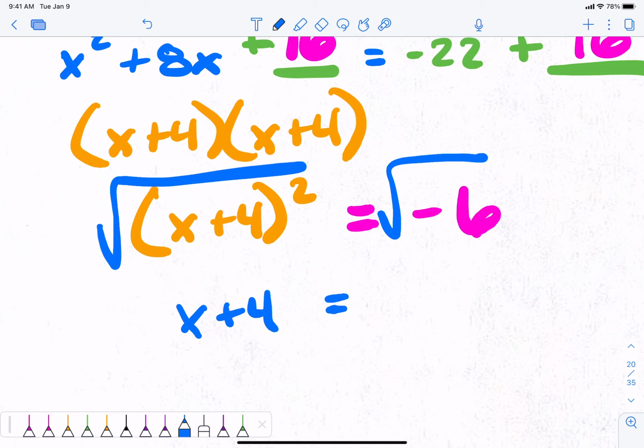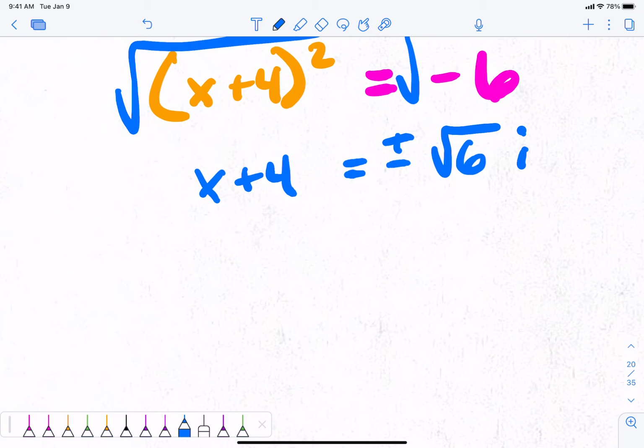But what's the square root of negative 6? Plus or minus the square root of 6i. If you want to put the i on the end, I don't care, or you can put the i in front of the square root of 6. But the i is the negative part that's coming out, right? All right, then last thing, subtract 4. I subtract 4.